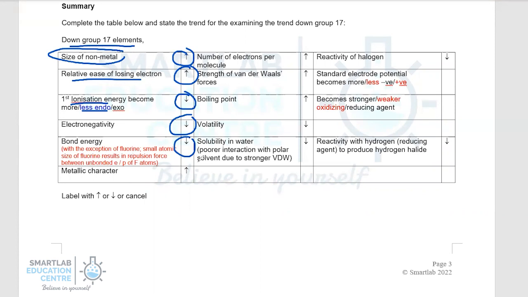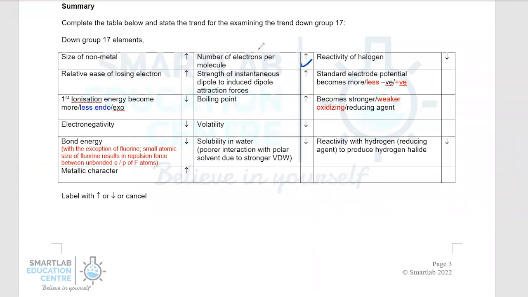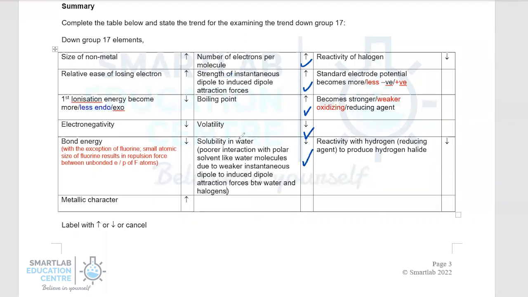And finally, if you are better able to lose your electron more readily, since you have a lower first IE, you're able to conclude that halogens will display greater metallic character, which is the reason why your iodine flakes look a little bit shiny. When you go down the group, the number of electrons per molecule increases, so the strength of the instantaneous dipole to induced dipole attraction forces increases. So the boiling point increases, the volatility drops, and the solubility drops due to the weaker instantaneous dipole to induced dipole attraction forces between the water molecules and the halogens.